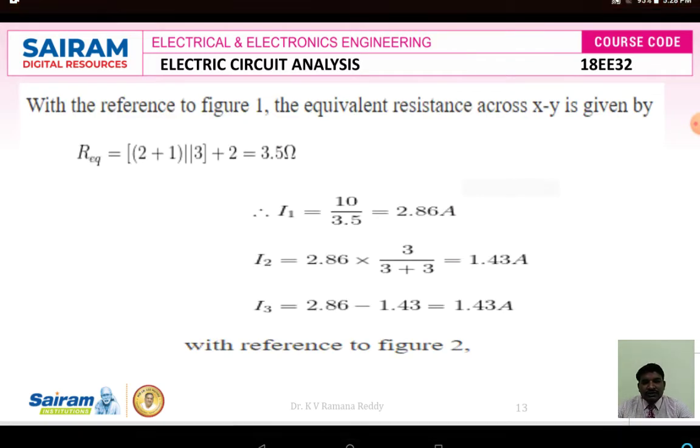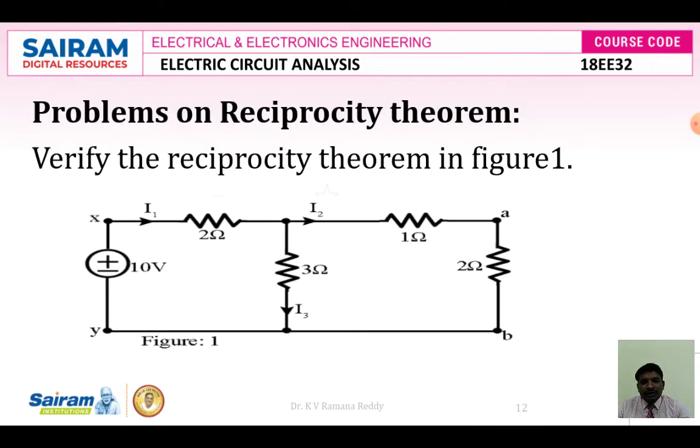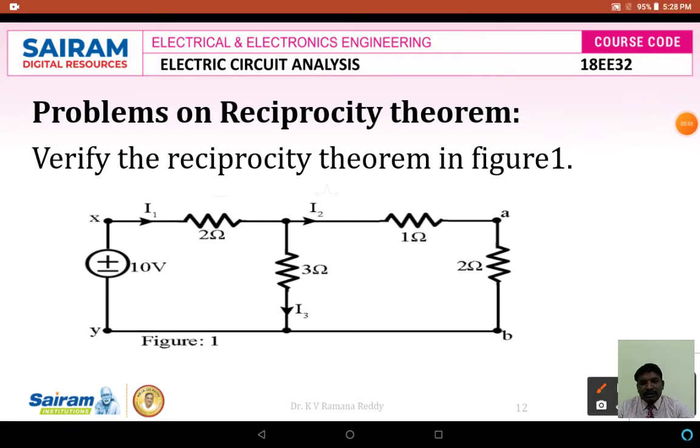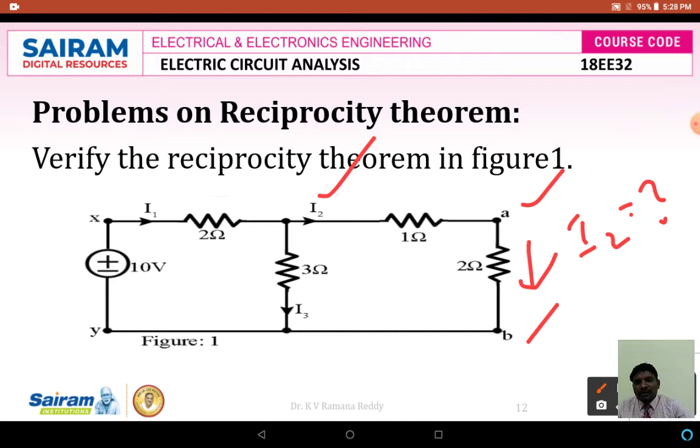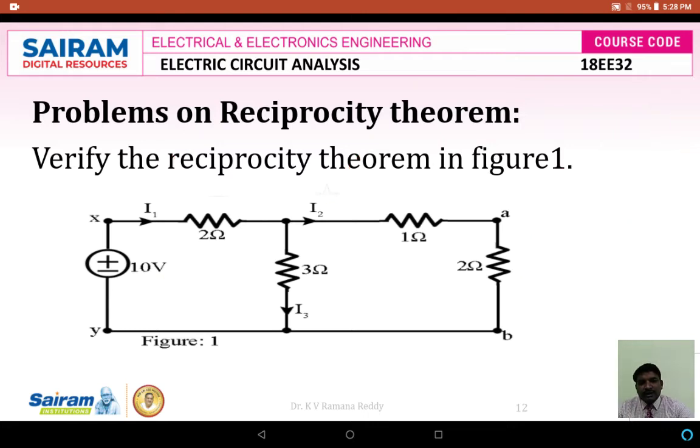Let us see the solution. With reference to this figure, I am going to calculate the current at the terminals A and B. The current in this 2 ohms resistor I am going to consider as I2. To find the current I2, before that I want to find the total current I1 which is driven by this 10 volts voltage source.